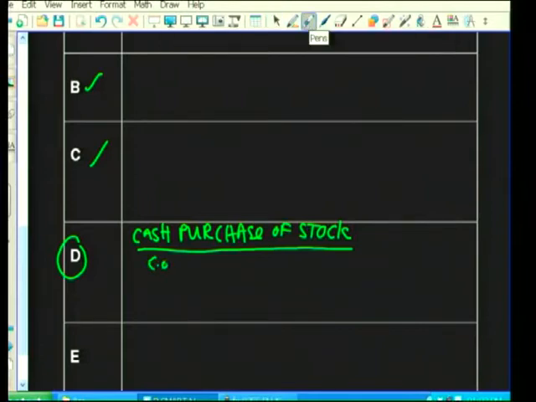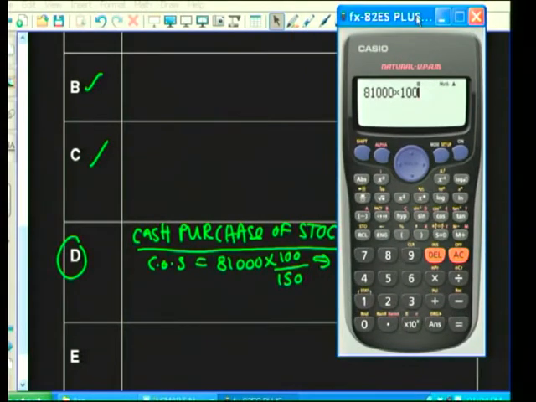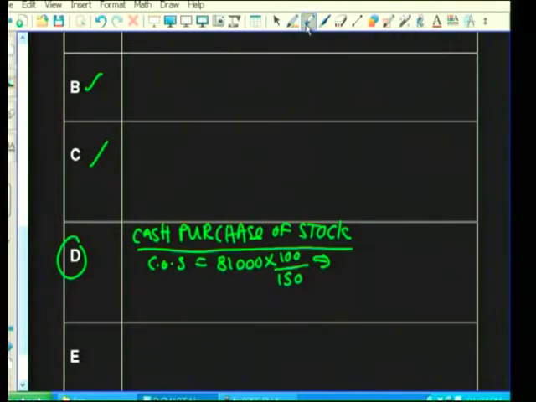Okay, cost of sales is equal to, I'm going to take my 81,000, which is my sales, times this by 100, divided by 150, 100 plus markup gives me the 150, to get cost of sales. Okay, let's just clear that. 81,000, guys, times 100, divided by 150, and my cost of sales is 54,000. Okay, so let's fill that in.